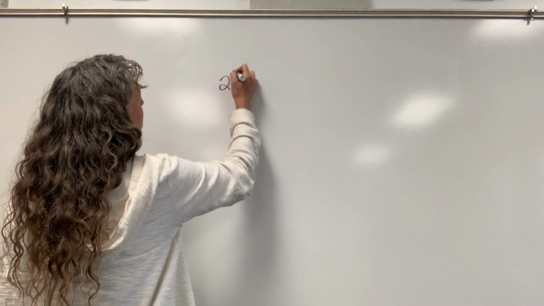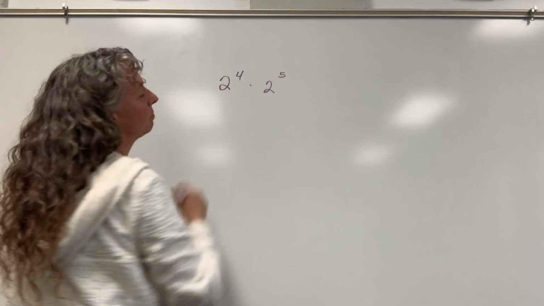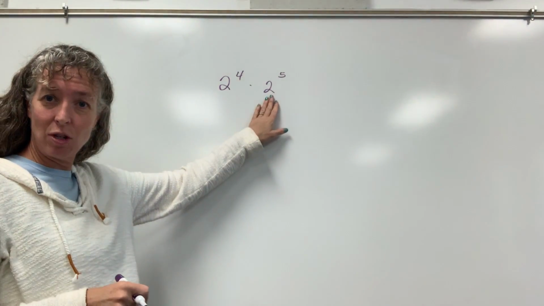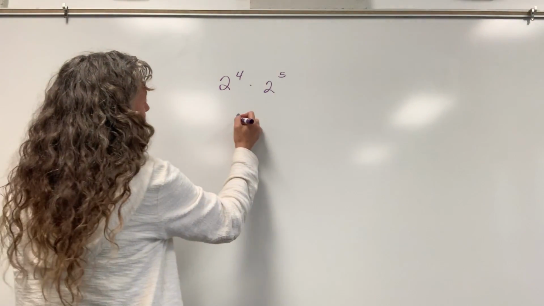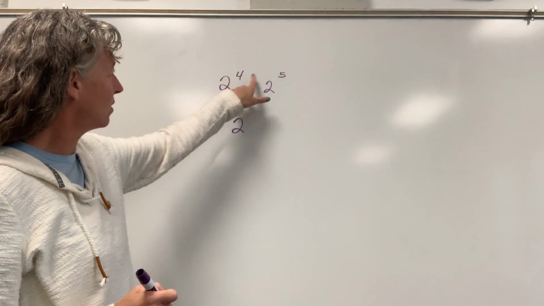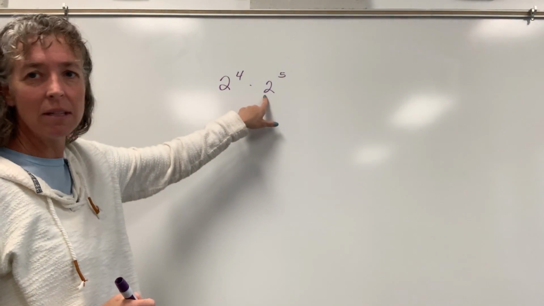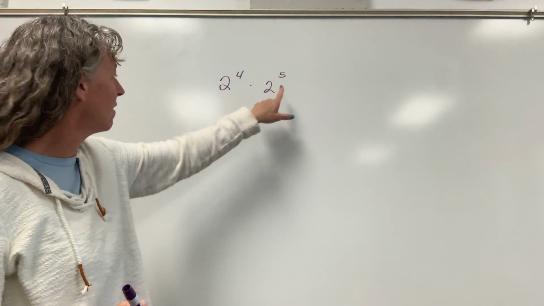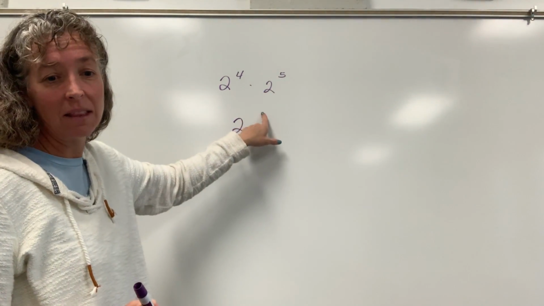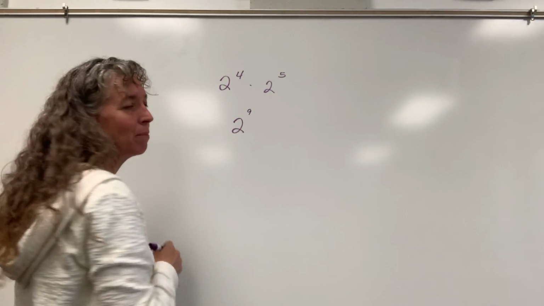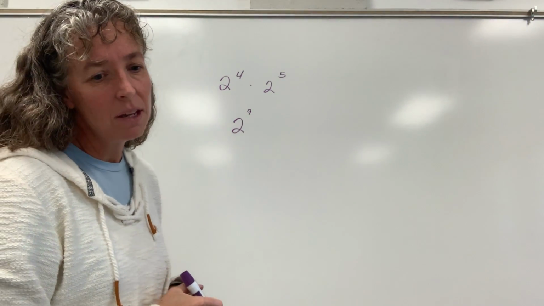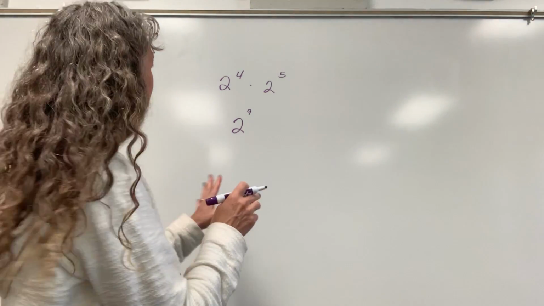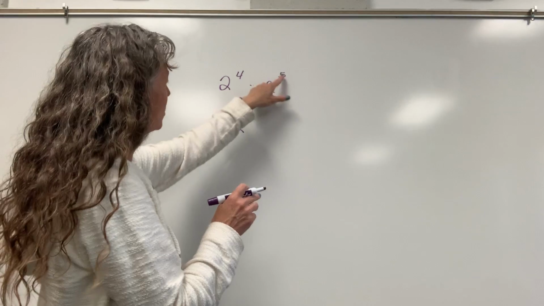2 to the 4th times 2 to the 5th. If our base number is exactly the same, which ours is in this case, we can just say 2, and we add our exponents. If our base number is the same, we can add our exponents. So 2 to the 4th times 2 to the 5th would be 2 to the 9th. We just add those because the base numbers are the same. If the base number is the same, we just add our exponents.